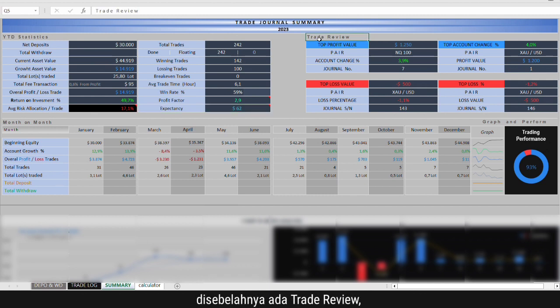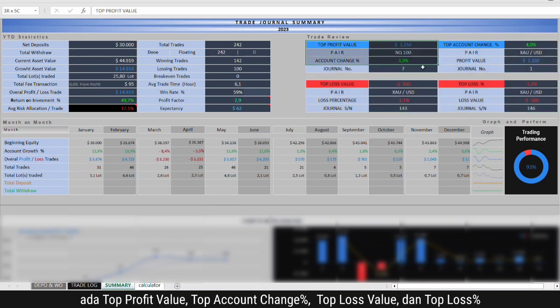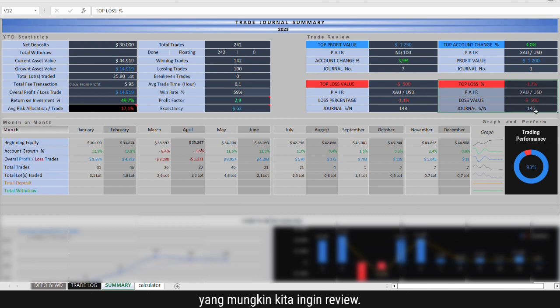And next here is the trade review. Here are 4 trades included: the top profit value, top account change percentage, top loss value, and top loss percentage that we may want to review. And then below here is month on month.